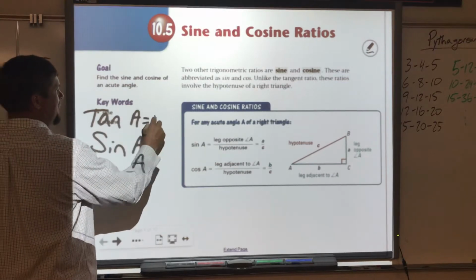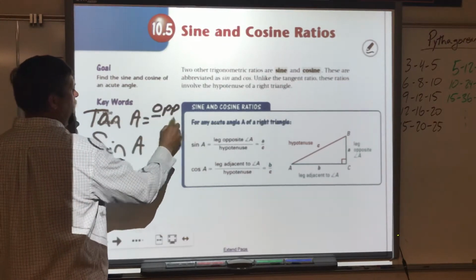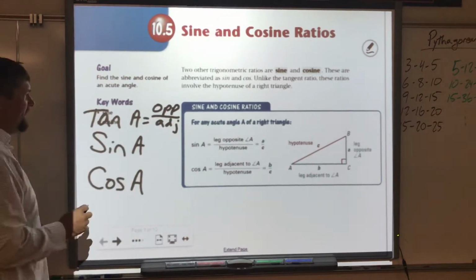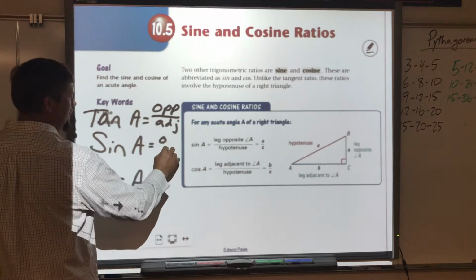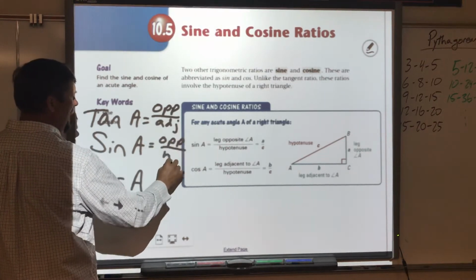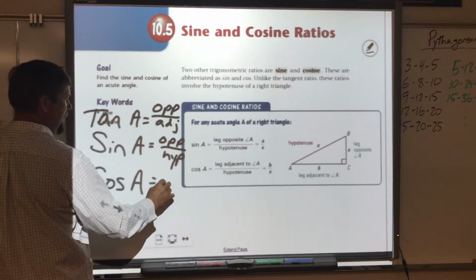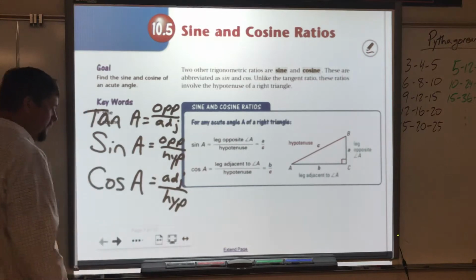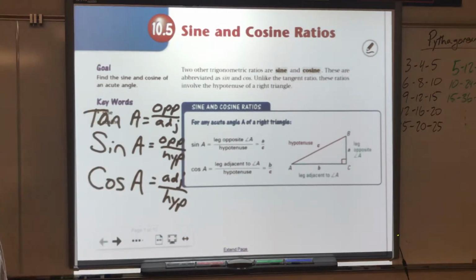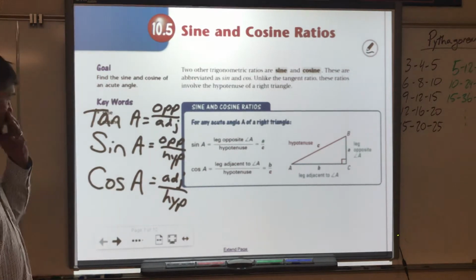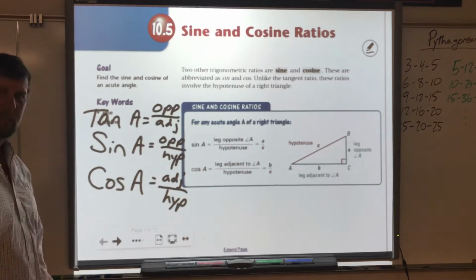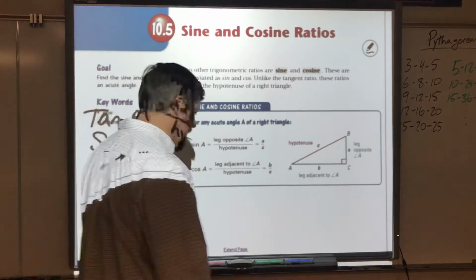of an angle was the opposite leg over the adjacent leg. The sine of an angle is opposite leg over hypotenuse. And the cosine is the adjacent leg over the hypotenuse. Okay? So we need to remember these ratios. Sine, cosine, and tangent. There is an acronym that helps us remember these ratios.